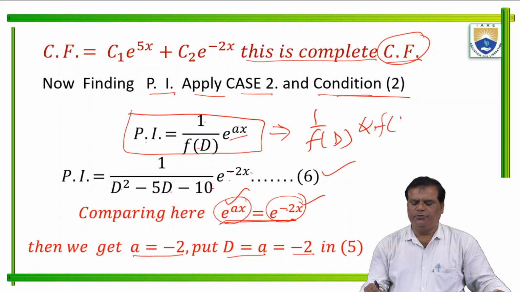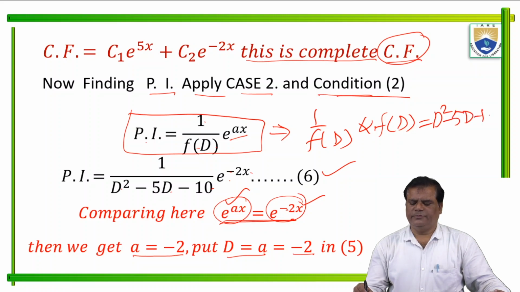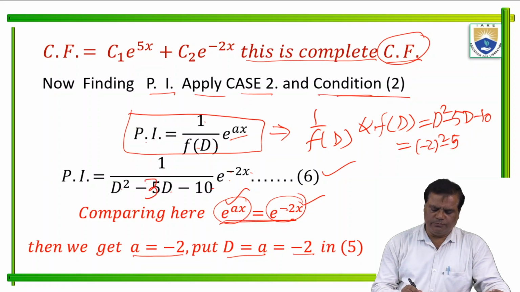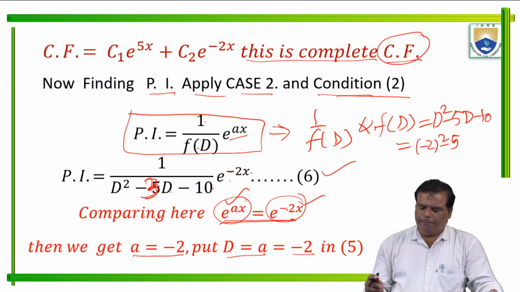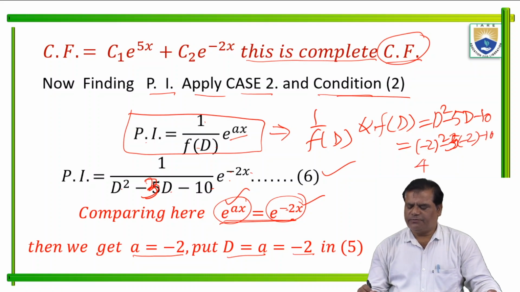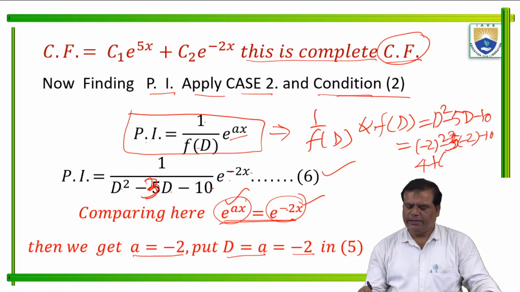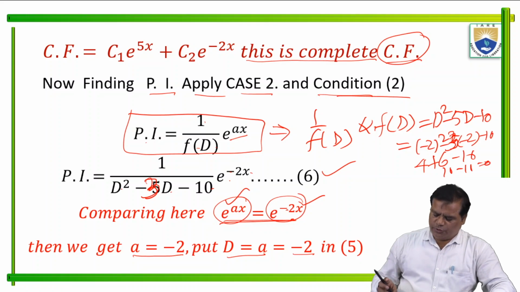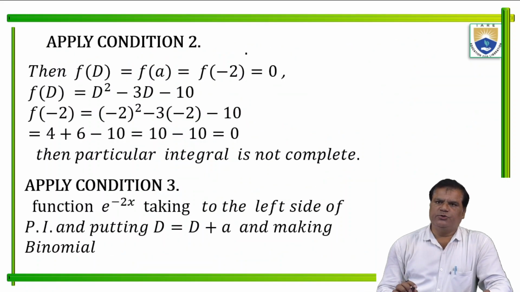Here f(D) equal to D square minus 3D minus 10. Now putting D equal to minus 2, here minus 2 whole square and minus 3 into minus 2 and minus 10. So here plus 4 plus 6 and minus 10, 10 minus 10 equal to 0. So I am writing here, apply condition 2.